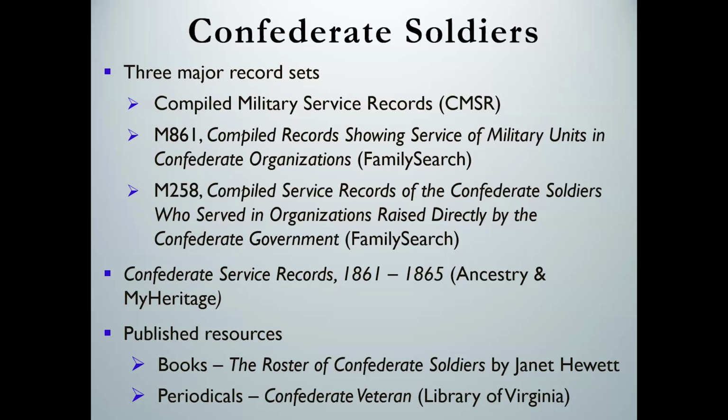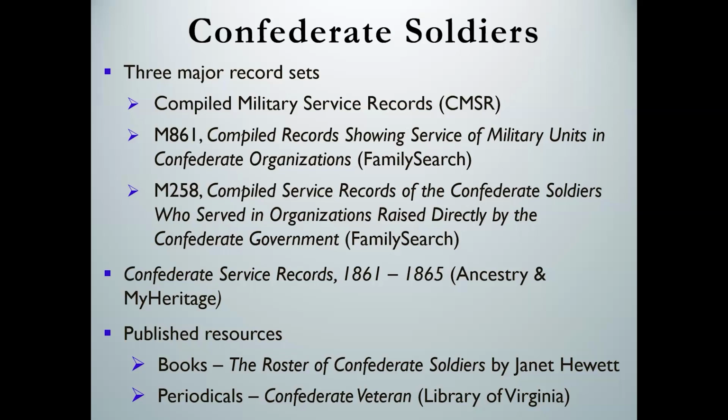You have a collection called Confederate Service Records on Ancestry and MyHeritage. Now, keep in mind that for both the Union and especially the Confederate, everything with Confederates is at state level. That's the website that I referenced earlier, militaryindexes.com/Civil War. They have links for every state. So if you're searching in Alabama, they're going to have links for whatever you can find for them.